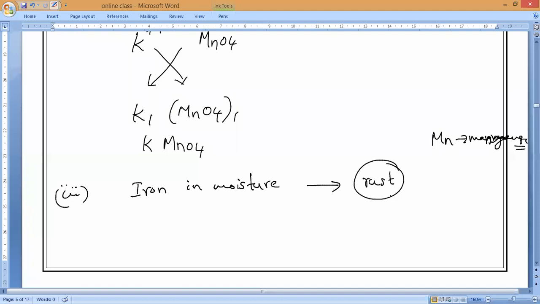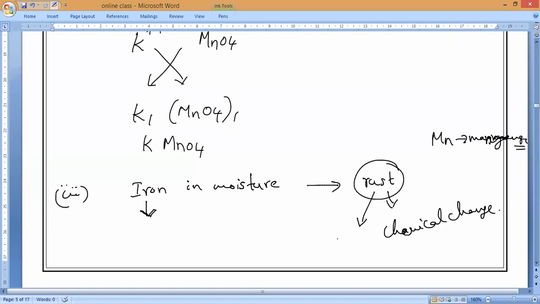So, formation of rust is an example of what? Chemical change. Yes or no? Yes, sir. Chemical change. Why? Iron, what is the color of iron? Silvery green. Yes, it is silvery. Understanding? Silvery color, formation of rust.